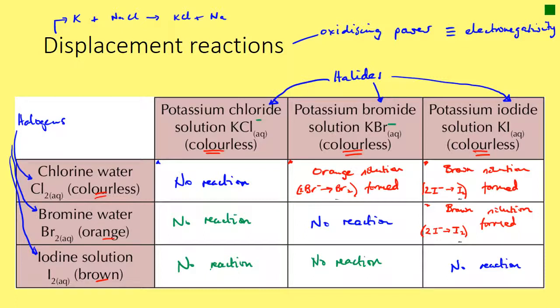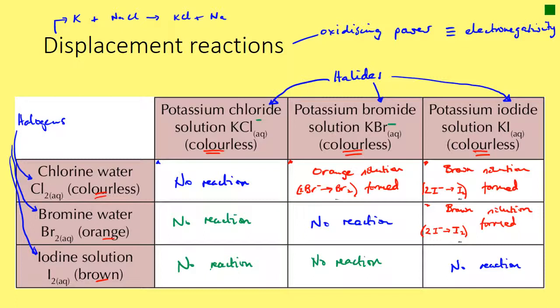We're going to use those with the halogens and halides now to explain the oxidizing power. The oxidizing power comes from the electronegativity. So if something is very electronegative, it's going to have a high oxidizing power, and vice versa. So what we can do is look at a table here, and let's explain the table.